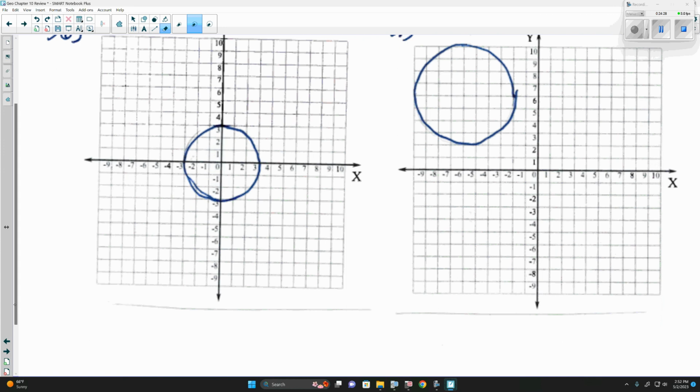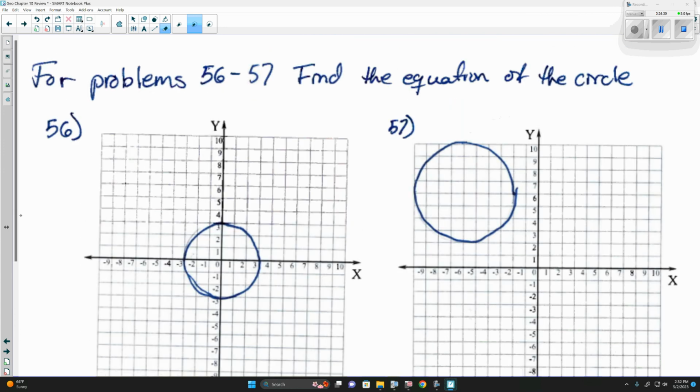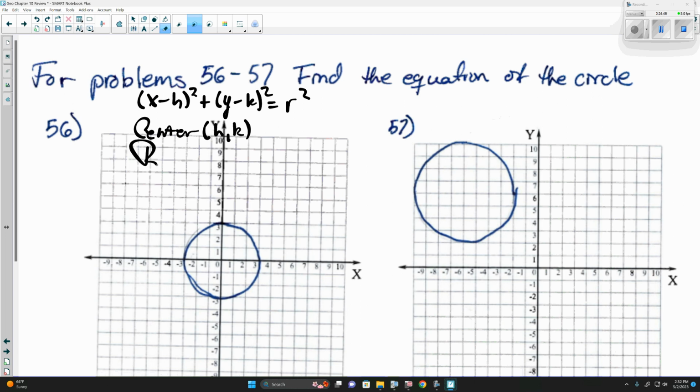What's the standard? Well, our standard equation for a circle is x minus h squared plus y minus k squared is equal to the radius squared, where the center is the point h comma k, and our radius is r.